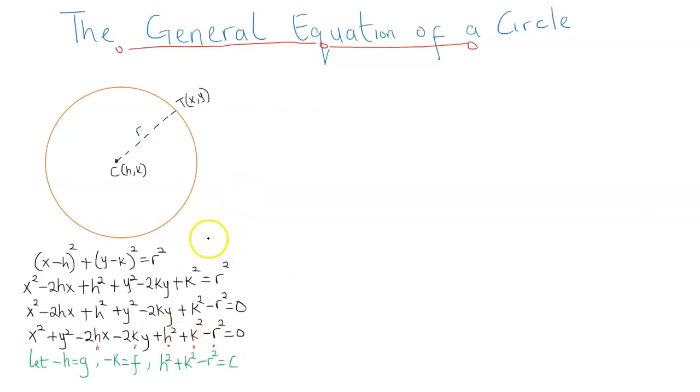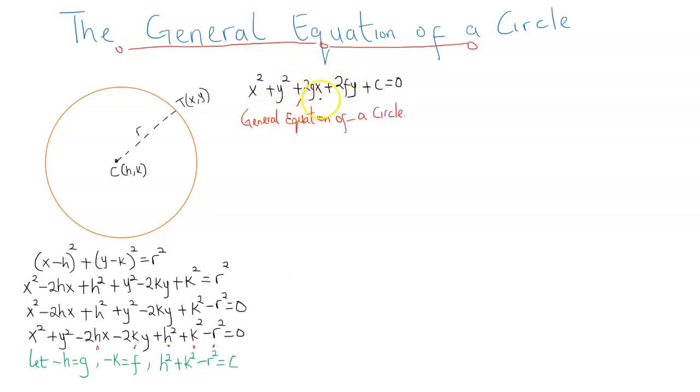Then this equation is going to transform to x squared plus y squared plus 2gx, because the negative h is plus g, so this becomes 2x times g, that's 2gx. Similarly, negative 2ky would become plus 2fy. Now, h squared plus k squared minus r squared is c, so I'm going to have plus c equal to 0. This is the general equation of the circle.